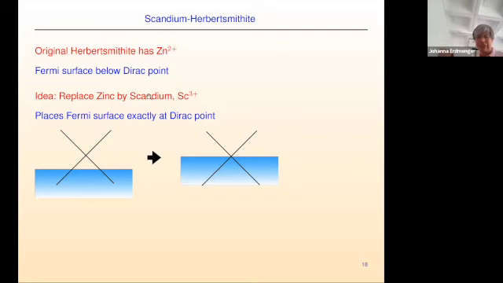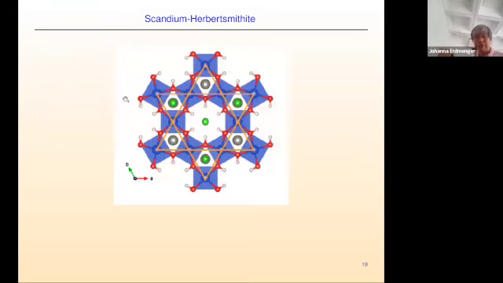Of course, for chemists, it is a major thing to replace one atom everywhere in the material by another one. So it's not quite clear if this can be done, but this is what we suggested in this paper. Again, we get this very nice hexagonal structure. This is the same as before, but instead of the zinc atoms that were there, we now have scandium sitting at these gray places, and everything else should remain the same. That's the proposal, that it would be useful to try and synthesize this material.